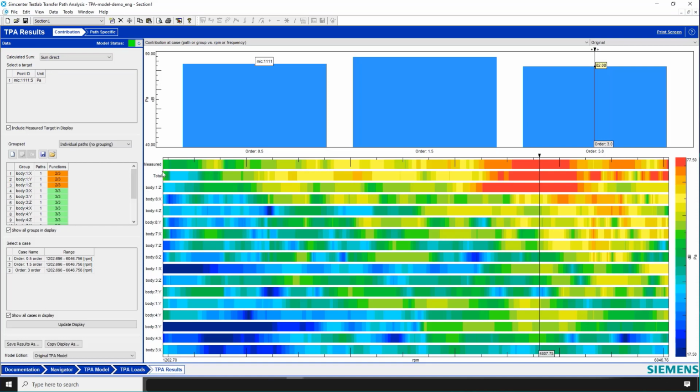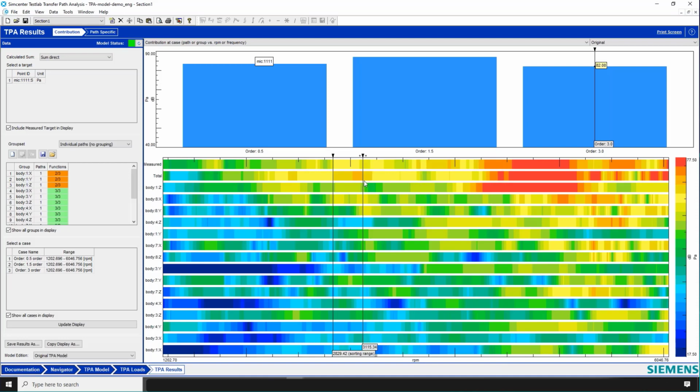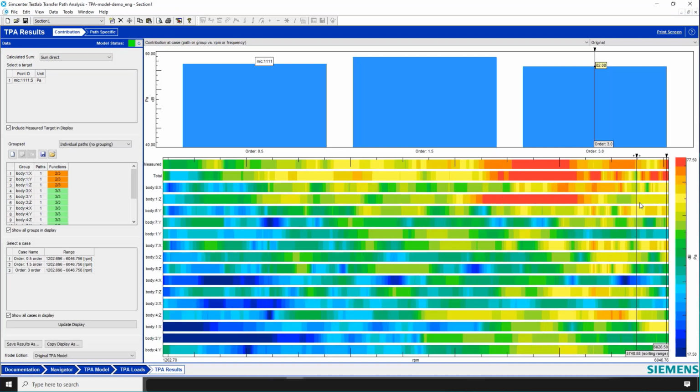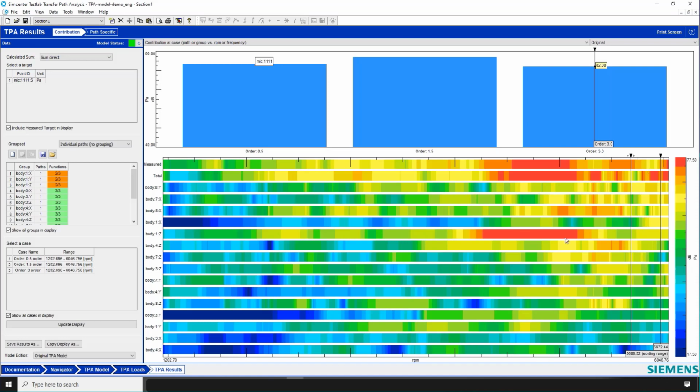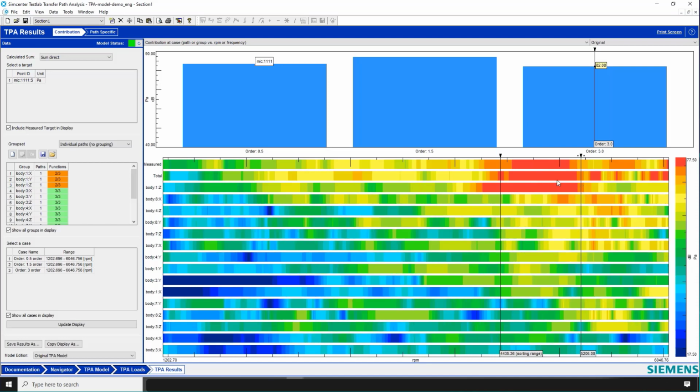So the first 2 rows, that's the measured versus the calculated total. The rest of the rows are all 15 paths, and it's showing me the one that's the biggest contributor here. If I have something like a double X cursor, there could be more than one spot. I'm interested in what's going on, so maybe up here. It'll sort the paths, like in this case, over this RPM range, which one's the biggest contributor? It's not body 1Z. But as soon as I put the cursor over here, body 1Z is the biggest contributor. Make sense so far? Mm-hmm.